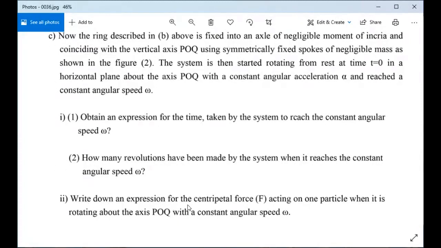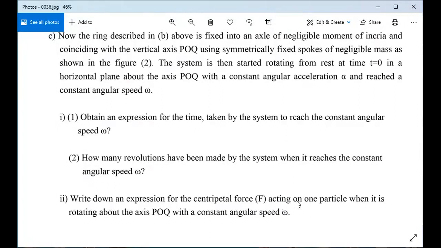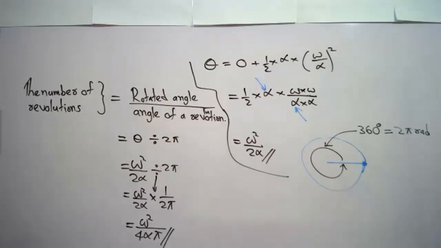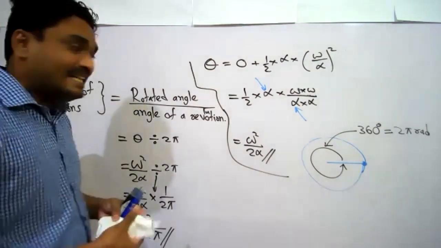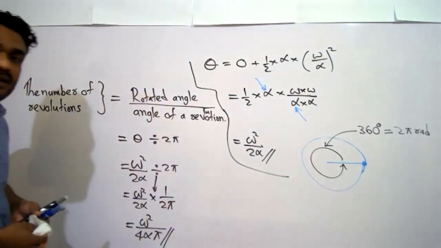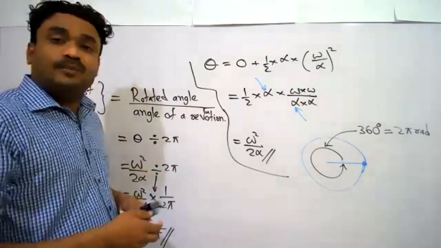Write down an expression for the centripetal force acting on one particle when it is rotating about the axis POQ with a constant angular speed omega. How do we do it here? I think you are able to see the board. They have said that there is a particle moving along a circular path with a constant angular velocity omega.